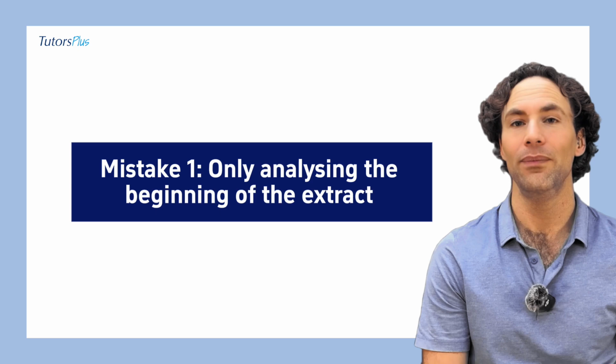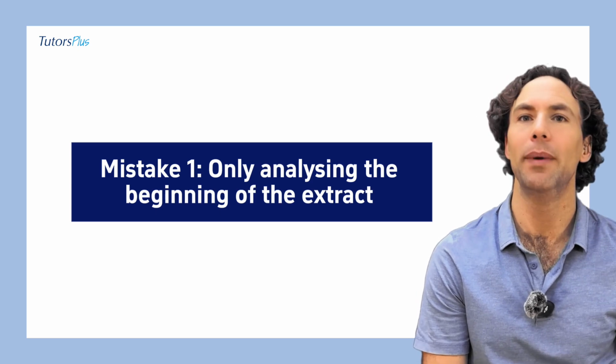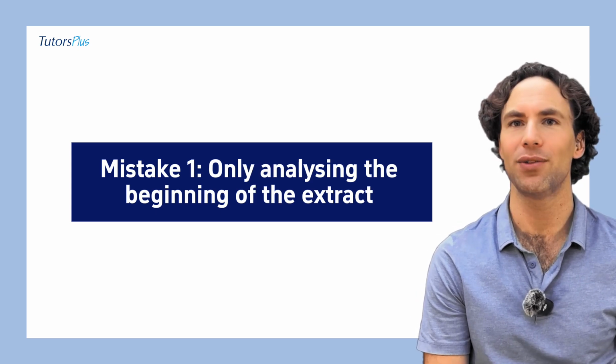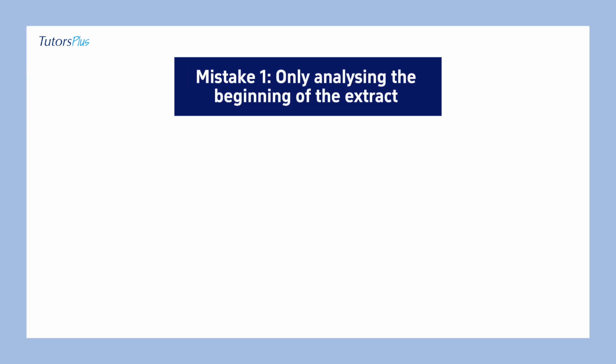So mistake 1 is only analyzing the beginning of the extract or the end of the extract or chunk. One of the first things that examiners listen for in your English IO is whether you use the whole extract, not just the opening lines, not just the first image that stands out, not just the last answer, the whole extract. And when students ignore a section, it immediately raises a red flag.